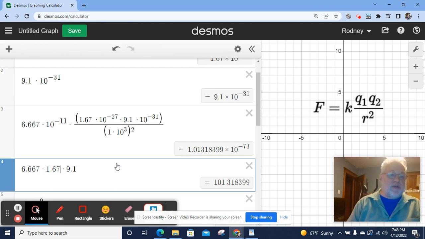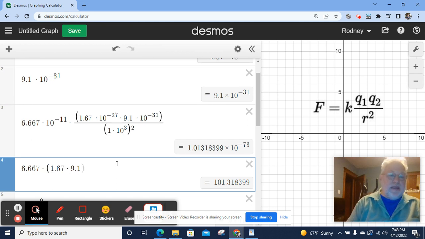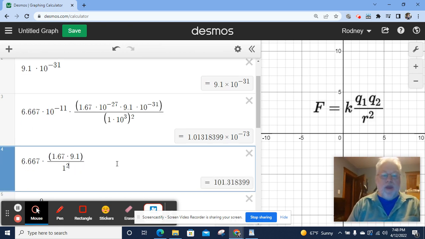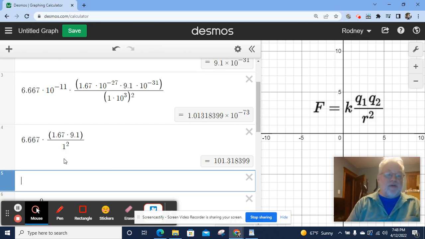So let me just do this. Don't really need to do the division by 1, but I'm just going to go ahead and put it in here for coherence of structure. So I get a coefficient that becomes 101.3. Now I'm going to separately deal with the powers. I'll come back to that in a second.